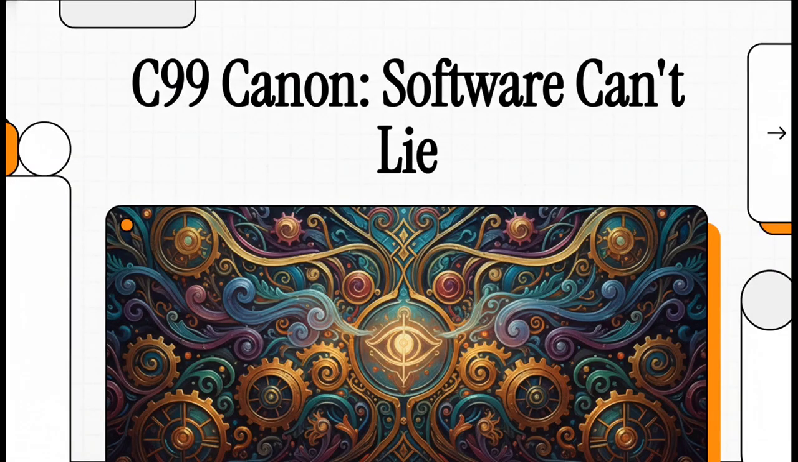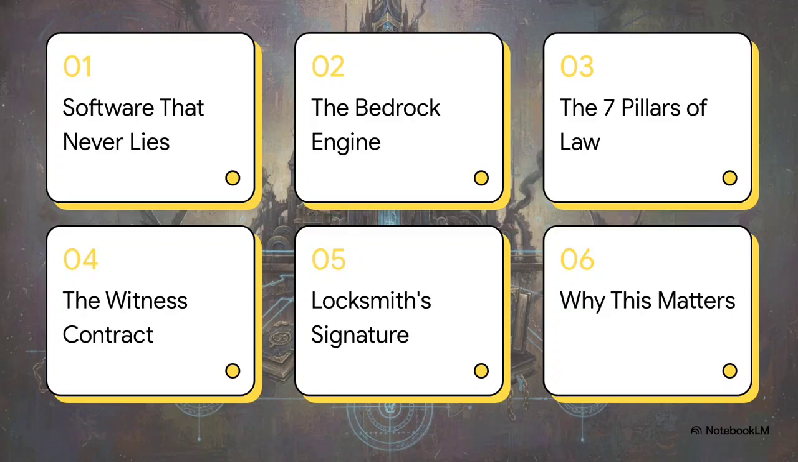So, how on earth do you even build something like that? Let's get into it. All right, here's how we're going to break this down. First, we'll touch on why you'd even need software that never lies. Then, we'll get into the heart of it, the Bedrock engine, and the super strict rules it lives by, the 7 pillars of law. From there, we'll see the exact process it uses to create its testimony with something called the witness contract, and how it proves it's the real deal with the locksmith's signature. And of course, we'll wrap up with why any of this really matters.